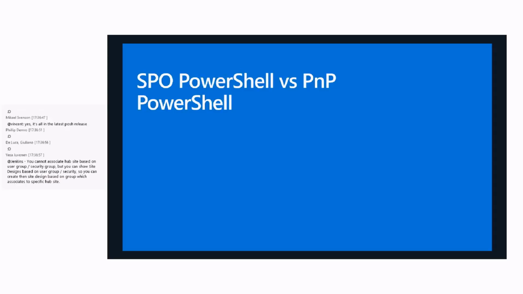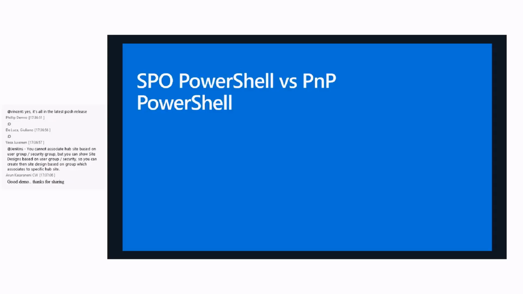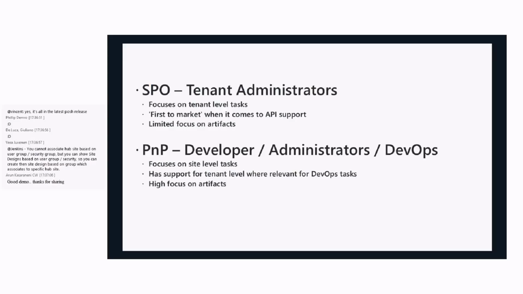So what I will talk about is the SharePoint Online Management Shell versus the PnP PowerShell, because sometimes we get questions about there being similar commands, or why can't you just group everything together and do it in one go? I would like to address a bit of the differences between the target audiences of the two libraries and also a bit of the reasoning behind them.